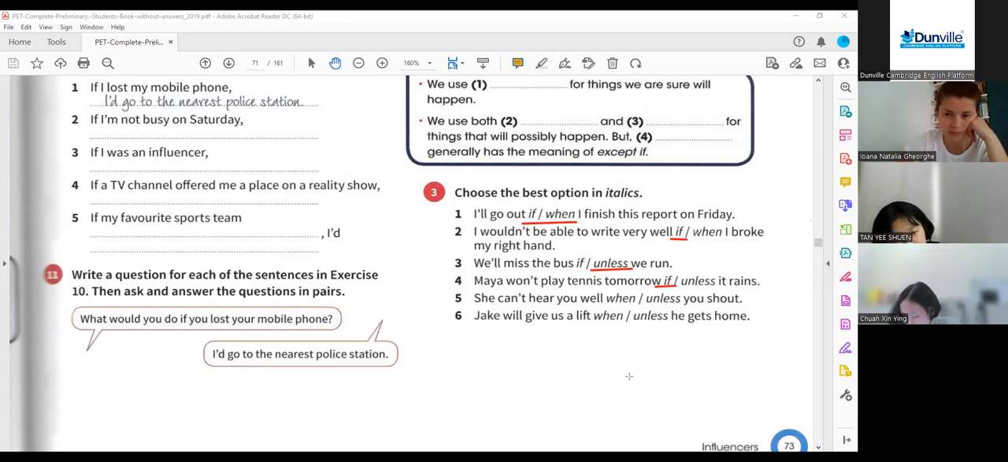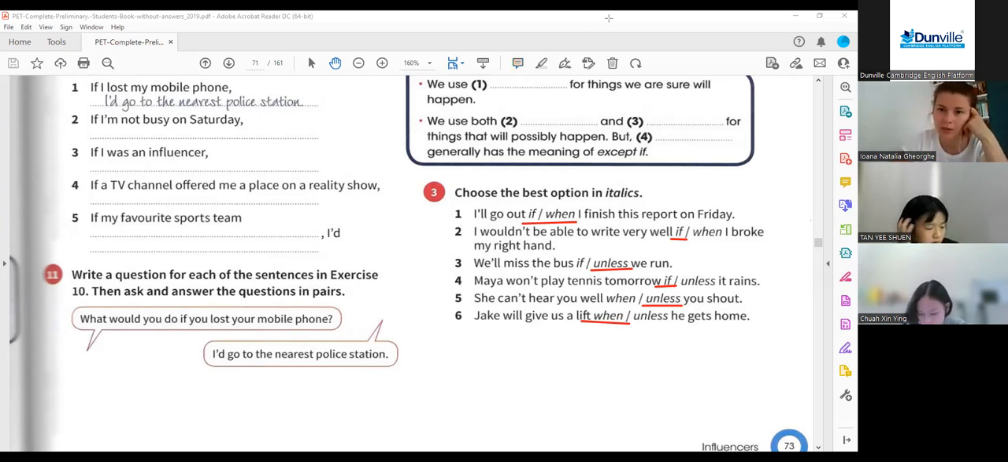She can't hear you well unless you shout. Very good. Well, to be honest, I can't hear people if they shout. I just don't listen to them if they shout. But yeah, unless you shout is good. And Tan? Jake will give us a lift when he gets home. Yeah, excellent. Very good. Well done, girls. I think you got the idea.